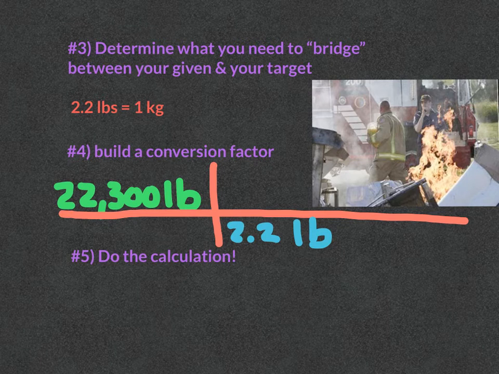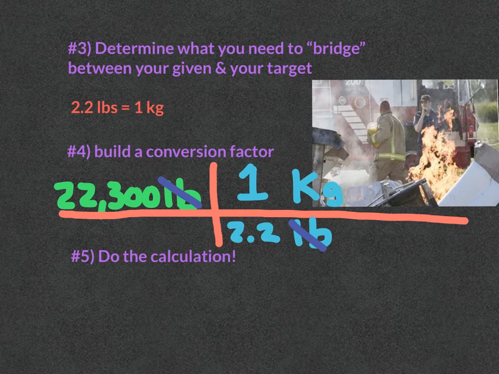We also know that we want to get to kilograms. So we're going to put kilograms on top because the unit we want to get to goes on top. Okay? So we line this up in such a way then that when we divide, our pounds will cancel and we're left with kilograms, which is what we're looking for. That's our target. Go ahead and add this into your notes.